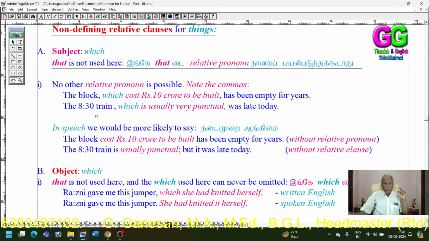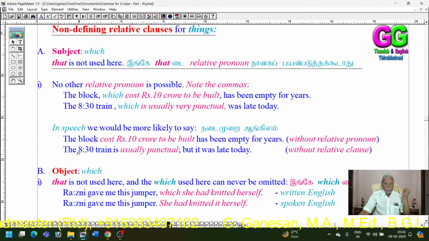This is only formal English, but we could express the same idea without the non-defining relative clauses. See the examples here. In speech, we would be more likely to say, the block cost rupees 10 crore to be built has been empty for years. There is no non-defining relative clause and no relative pronoun which. This is without a relative clause.